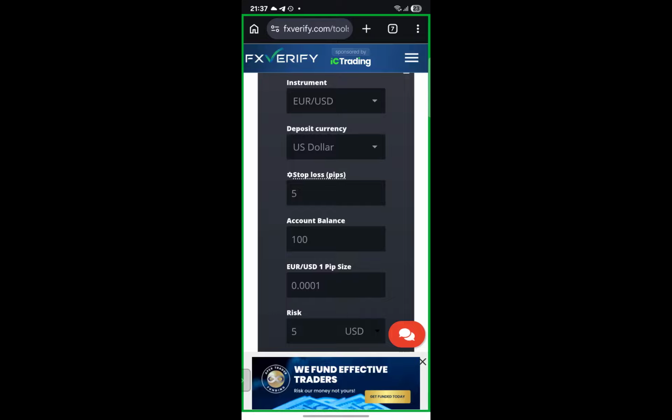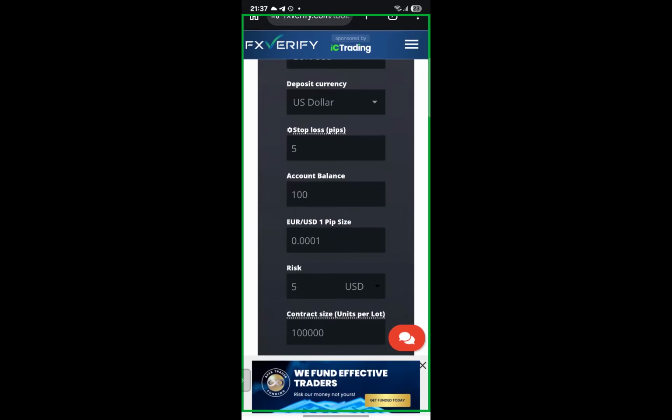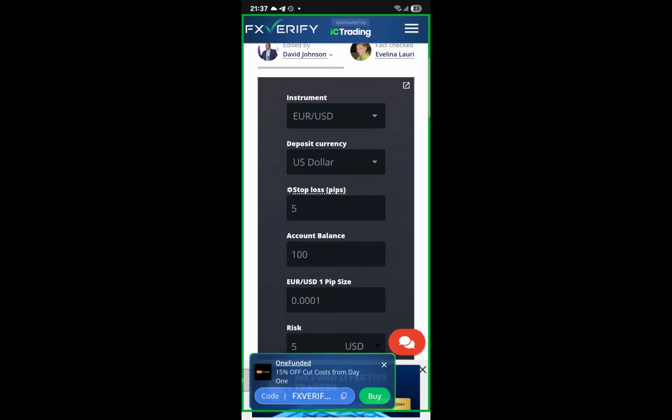Okay. So this is going to be ending in 10 minutes. Then it asked me the account balance, so in 5 minutes, rather, it asked me the account balance, $100. Then lastly, it asked me how much I want to risk. So: currency pair, pips for stop loss, account balance, then risk in dollars.